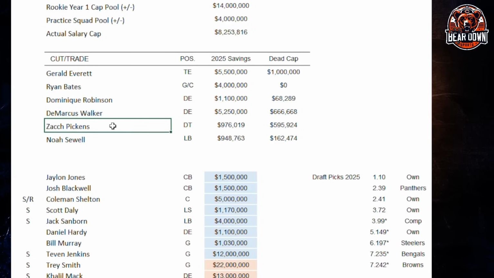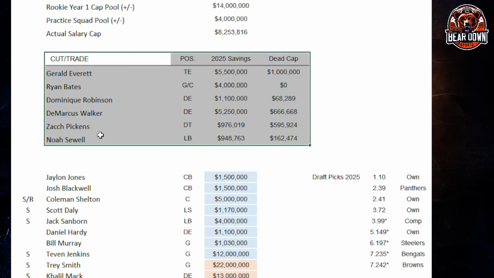Zach Pickens, 2 years left on his contract. Noah Sewell, 2 years left on his contract. Very highly regarded coming out in the draft. 3rd-round pick. And now I'm not saying the Bears are going to cut Zach Pickens, as you guys know. This is a speculative thing with where the Bears need their defensive line to be and need it to improve. He just flat out has not cut the mustard, and we want to build a championship caliber team. Will we cut Zach Pickens? Probably not. I'm just showing options here of what the Bears could do and the most realistic ones.